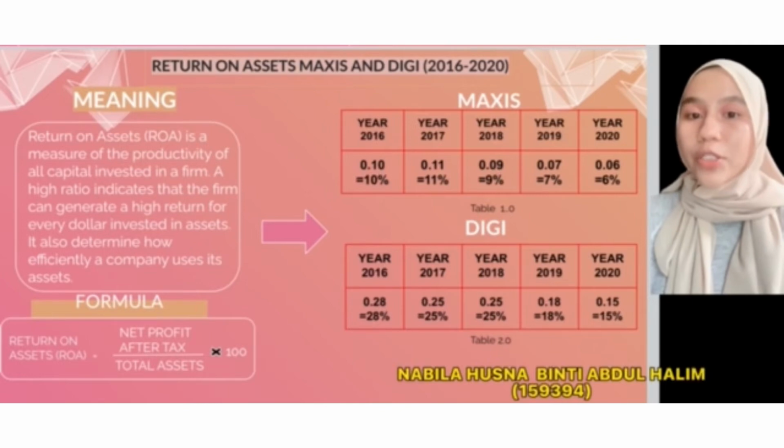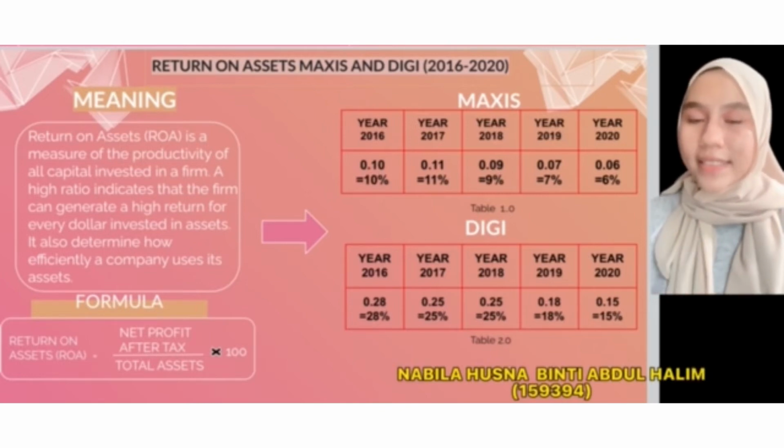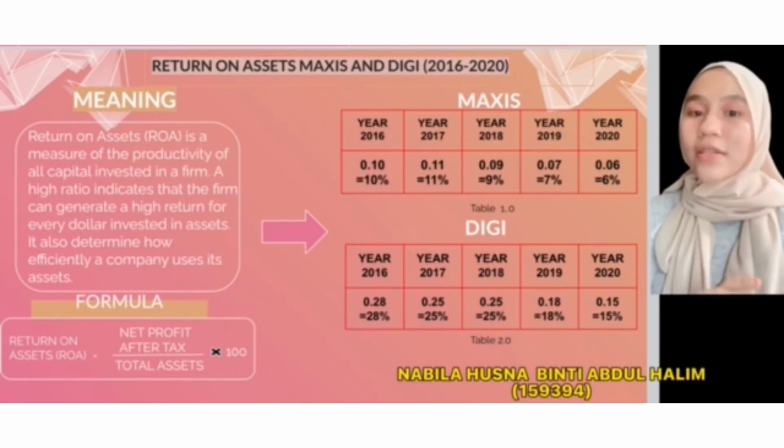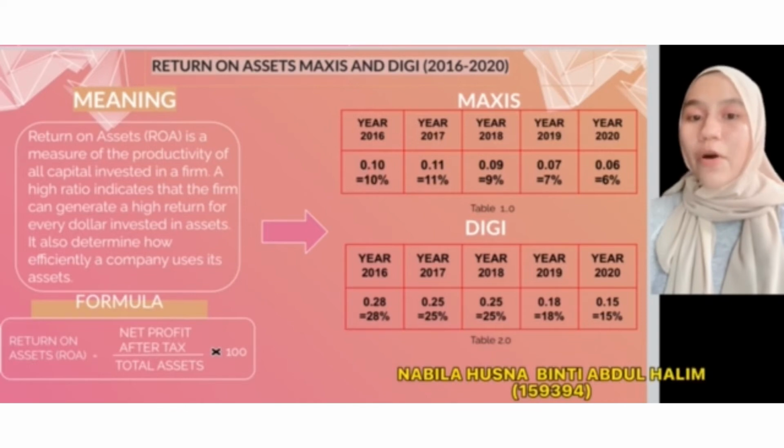The formula we use to calculate the ROA for Maxis and DG is net profit after tax divided by total assets and multiplied by 100. The table shows the percentage for both companies.